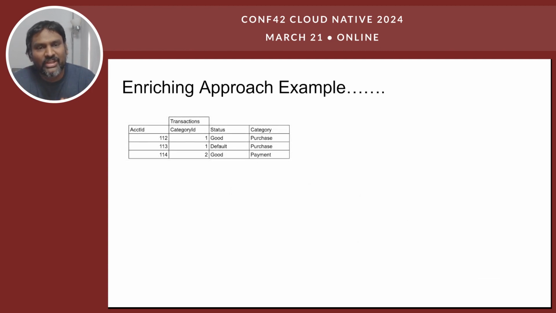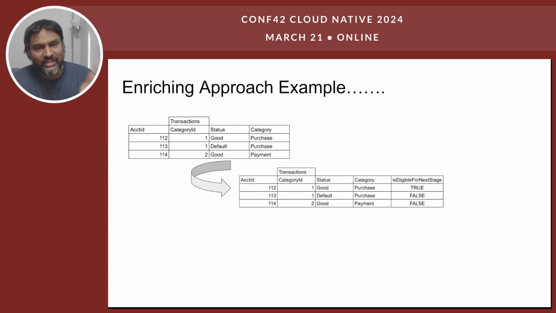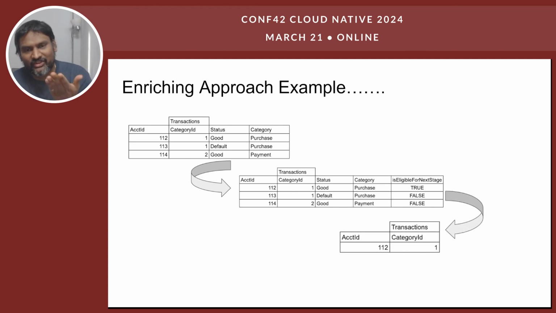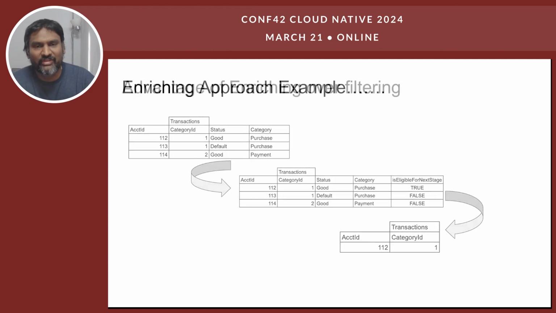And what we are doing is, we are using this information and applying some business logic, then we can enhance with some more columns as well to make your computation easier. So they're asking, is this really eligible for the next stage? Just have them as true. Then you can pick whichever rows have that particular column true for your next stage of processing. In this example, that's the only one which has a good account, and also made the purchase. So we are getting the same result similar to our previous example too.